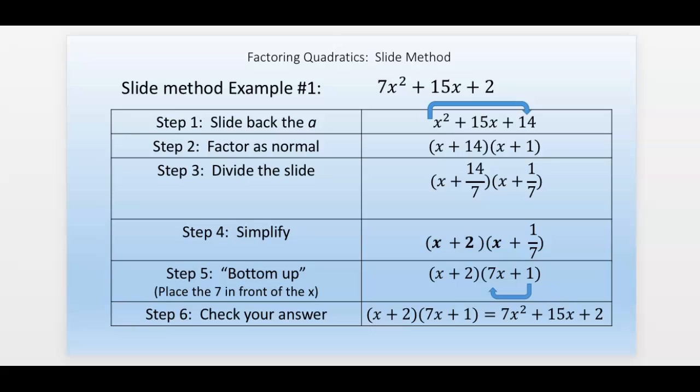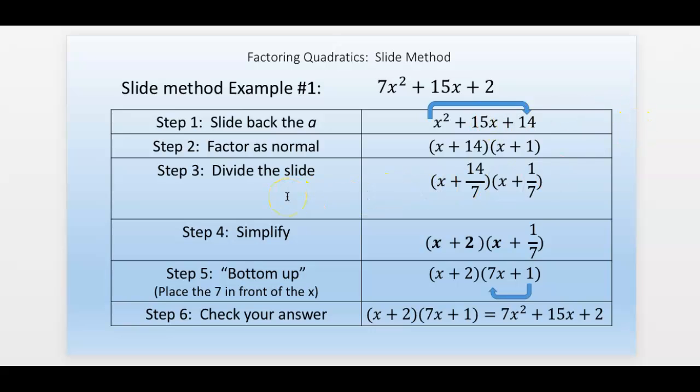We're going to look at 4 examples. Here's the first one, 7x squared plus 15x plus 2. There is no greatest common factor there. That's already simplified. So we have to take the 7 and slide it back times the 2, and that's how we get the 14 here. Now we know how to factor this quadratic. That factors into x plus 14 and x plus 1, because 14x plus 1x gives us the 15x in the middle.